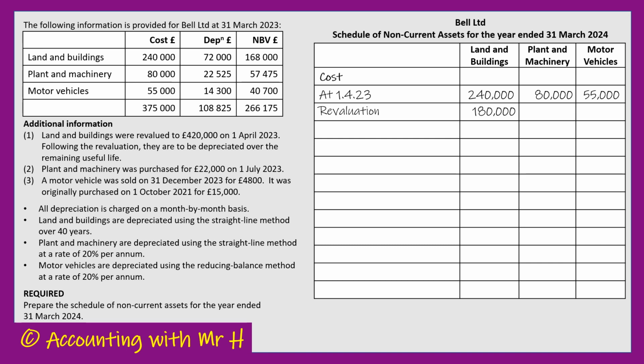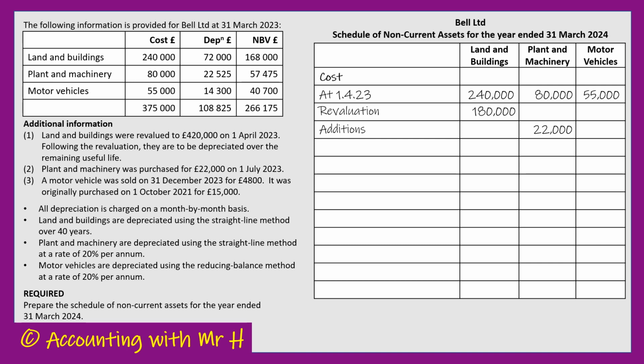Next thing, the plant and machinery. It tells me in item 2, plant and machinery was purchased for 22,000. So that's as simple then as recording that as a purchase, an addition. I'm going to call it an addition. Just make sure obviously you're getting things in the right column. So this is plant and machinery. So in that plant and machinery column, that is increasing by 22,000.